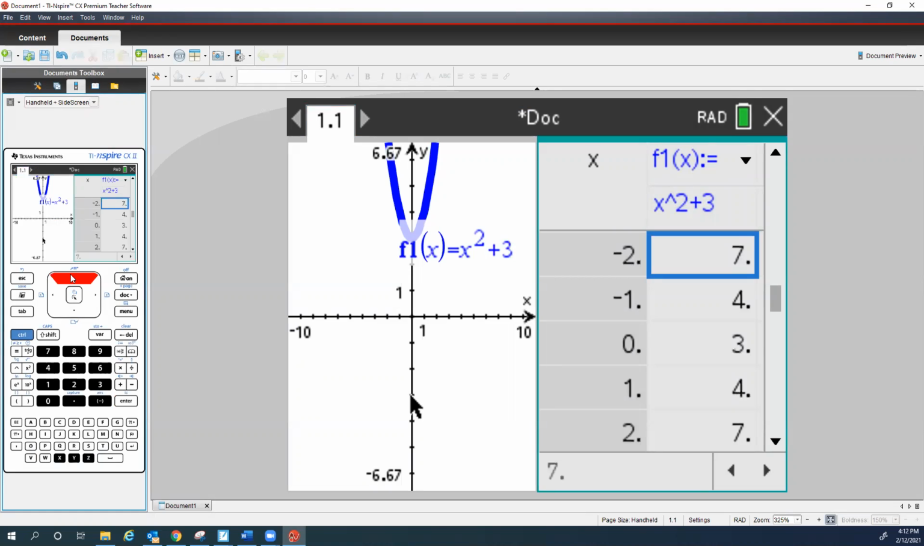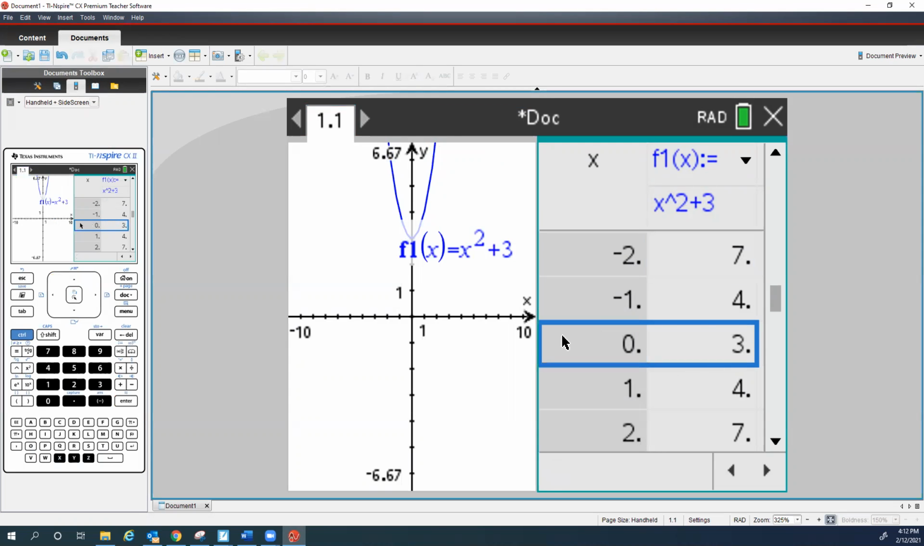Now notice, I can tell where my vertex is. The reason I can tell where my vertex is, that turning point, right? So if it's my turning point, it's that point where the y values start being the same. The number that's in between, that is my vertex.